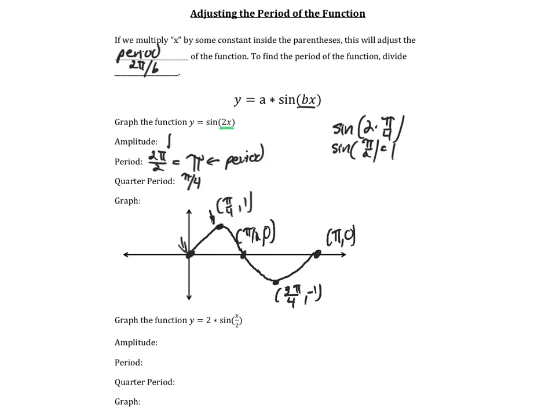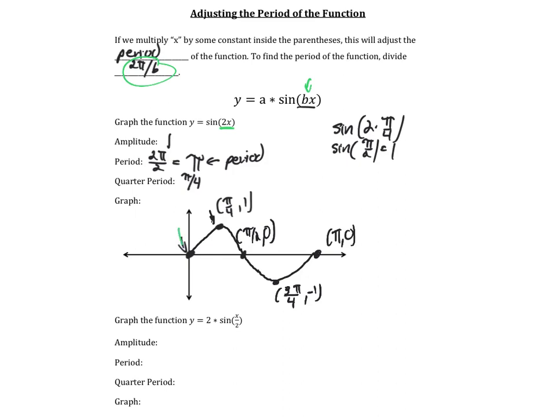And how did I find that period? I used this little mini formula, 2 pi over the b value. Again, the b value is that number in front of the x. 2 pi divided by that b value will give you the period. To find the quarter period, how to easily divide it up? Divide it by 4. And then just start counting.